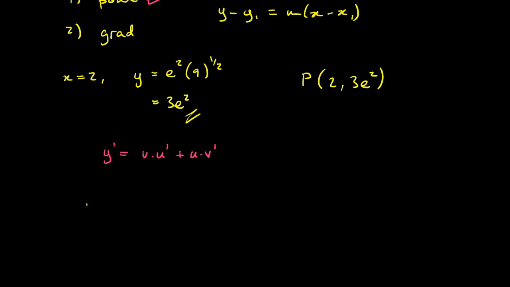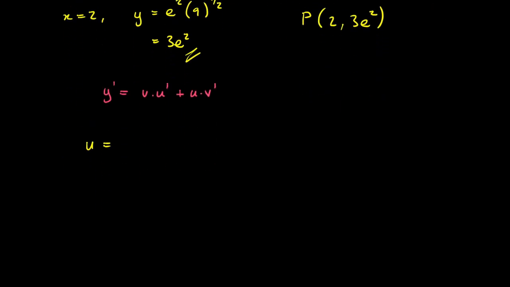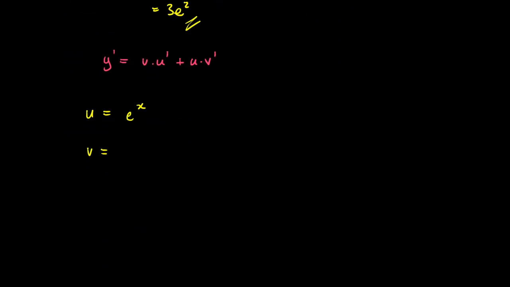So in this case, what's my u? My u is e to the x. And what's my v? My v was (2x plus 5) to the power of a half. Okay, so let's differentiate this. If I differentiate u, right, differentiate e to the x, I get e to the x, because e to the x differentiates to give itself. If I differentiate v, how do I do that?